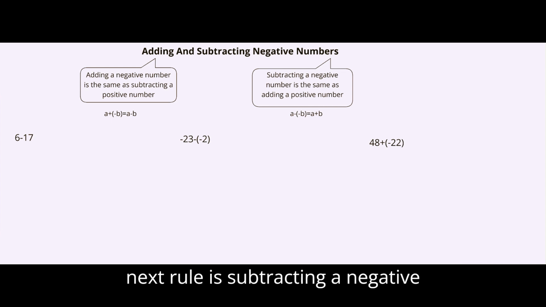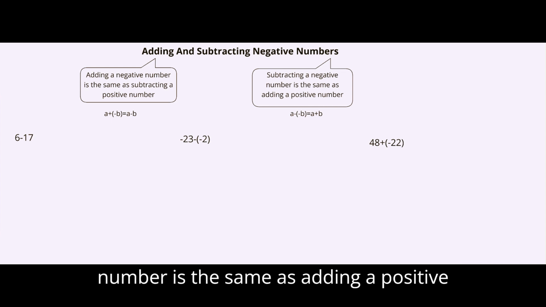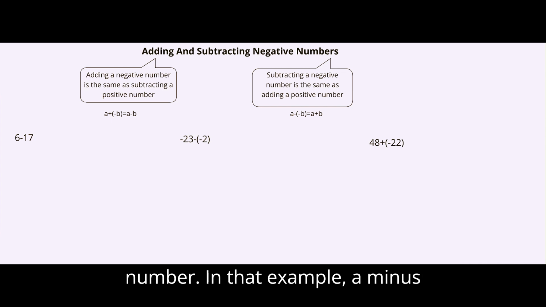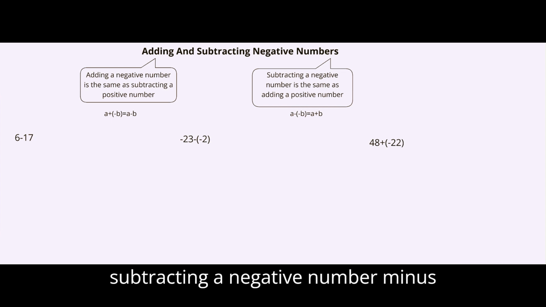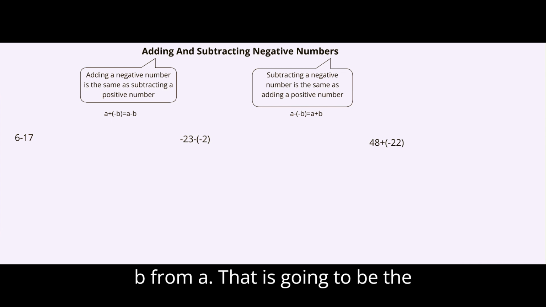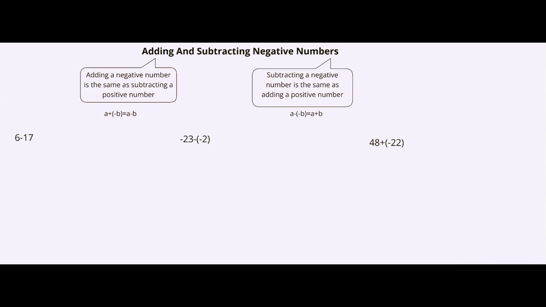Our next rule is subtracting a negative number is the same as adding a positive number. In that example, a minus minus b is equal to a plus b. We can see that we're subtracting a negative number, minus b, from a. That is going to be the same as adding b to a. So let's look at a few examples.